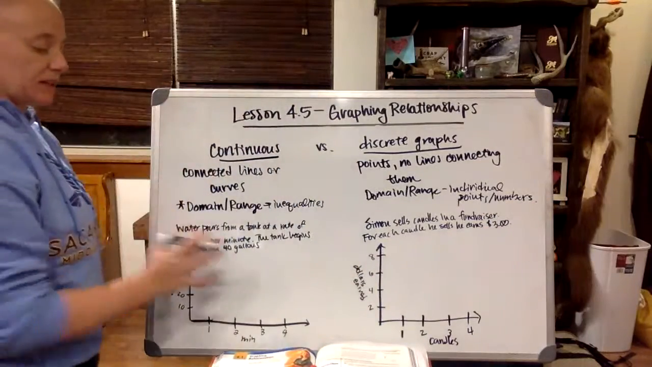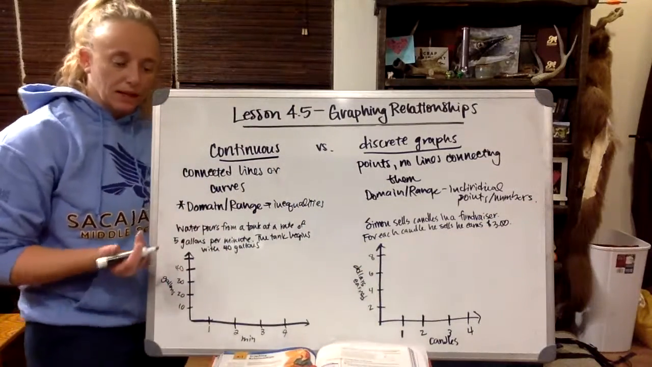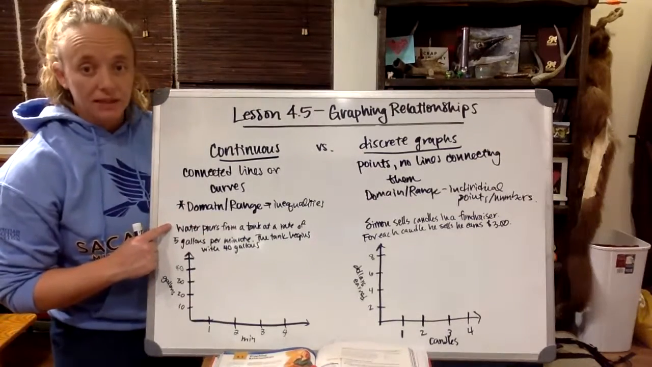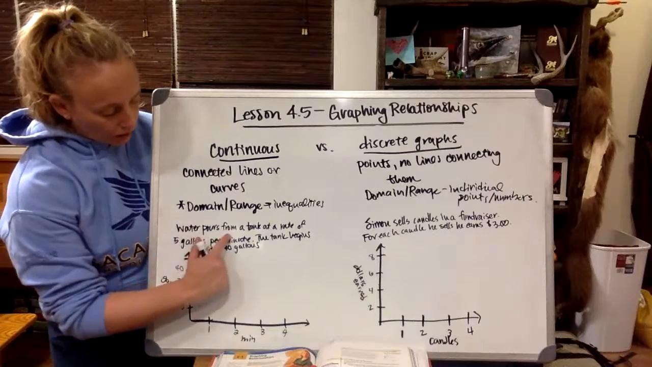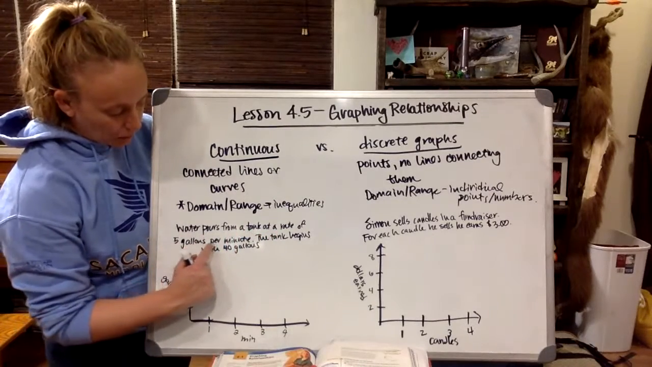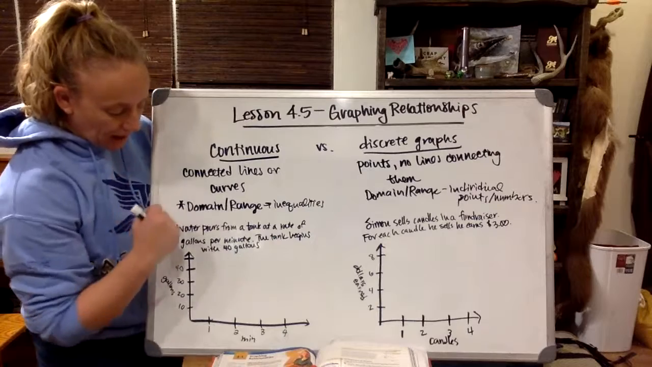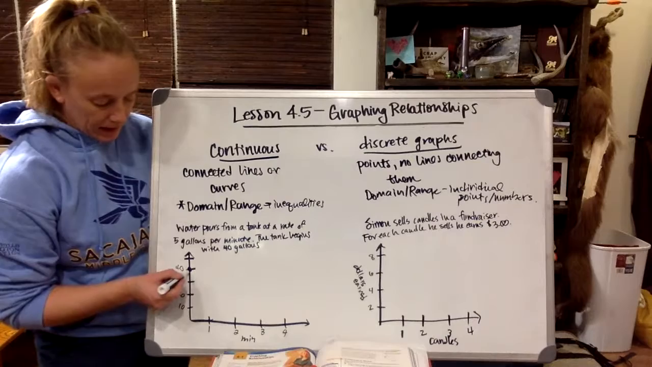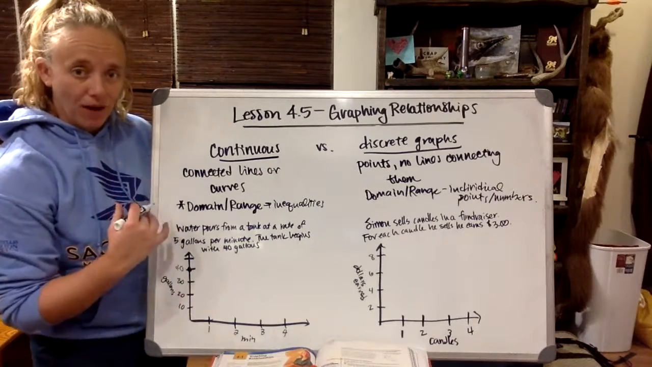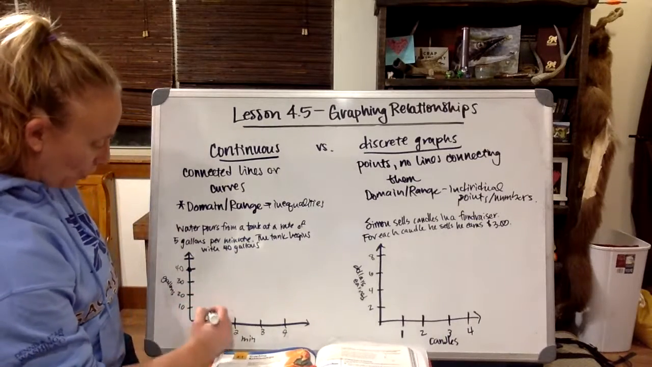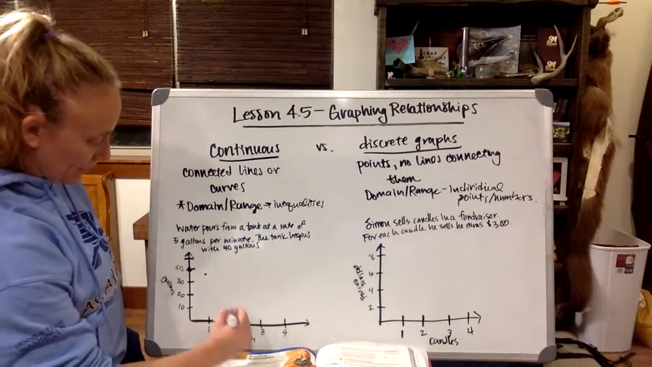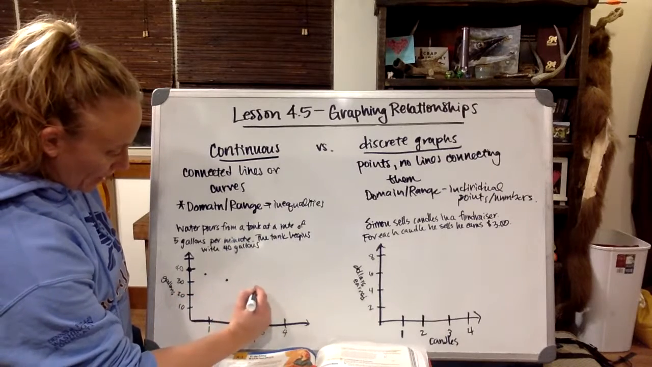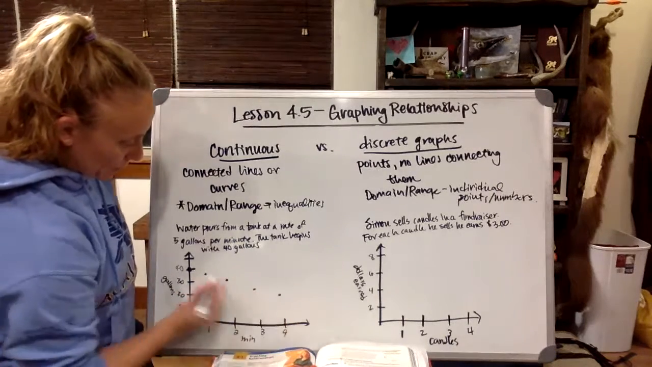So to put this in perspective, it's helpful to actually see the graphs and see scenarios that work. A continuous example would be water pours from a tank at a rate of 5 gallons per minute. The tank begins at 40 gallons. So we would see something like this. We'd start here at 40 gallons, and for every minute that passes, we're going to see 5 gallons decrease from this tank. So after 1 minute, we're going to have 35 gallons. After 2 minutes, we're going to be at 30 gallons. After 3 minutes, we're going to be at 25. 4 minutes, we're going to be there.